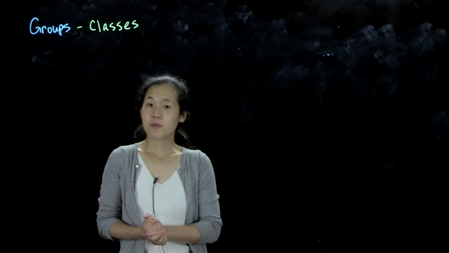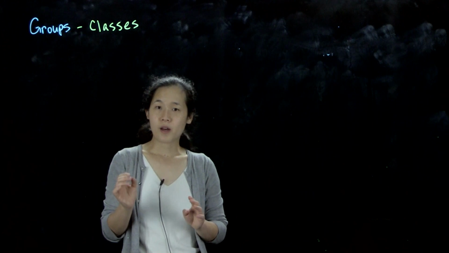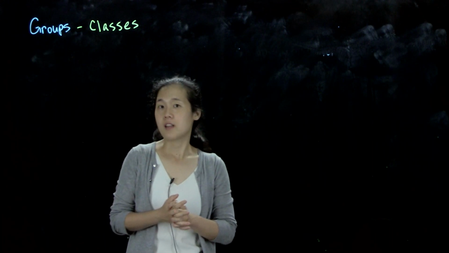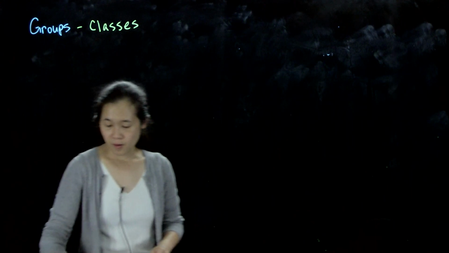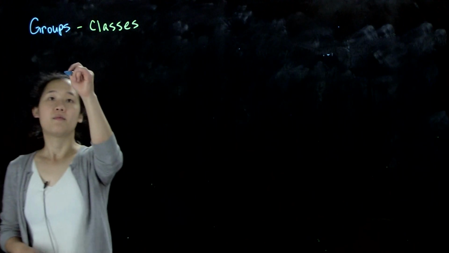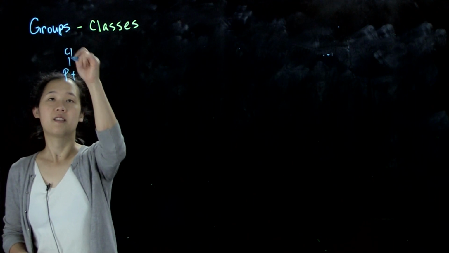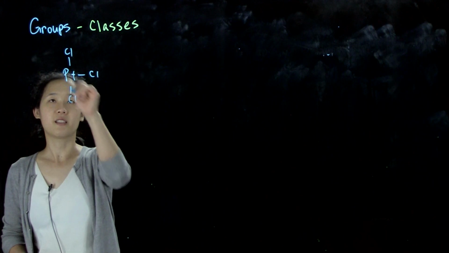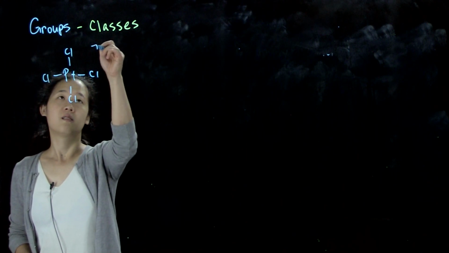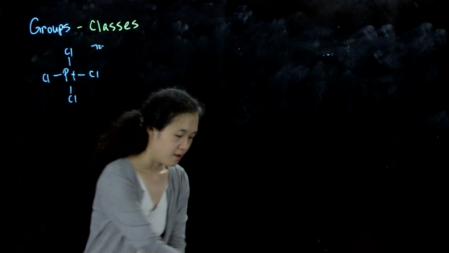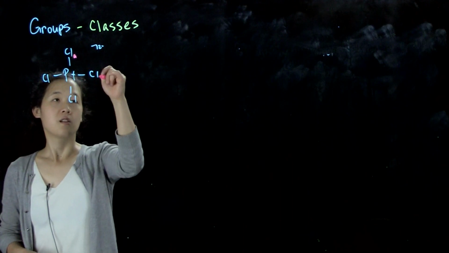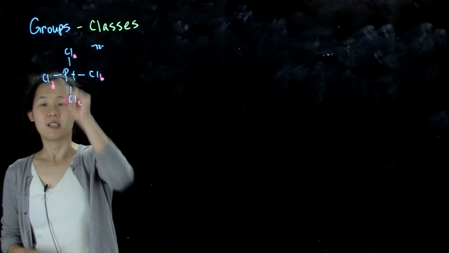Okay, so last time we talked about groups. Let's talk a little bit more about specific terminology again within the groups. So let's consider this molecule again. Let's say this square planar complex. And then we have our 4 different chlorine atoms, A, B, C, and D.